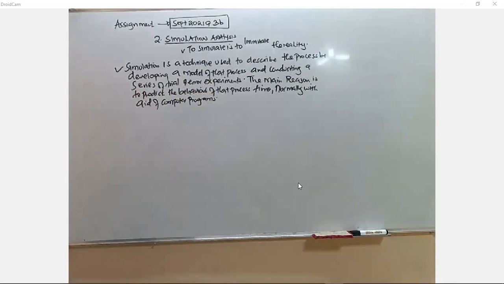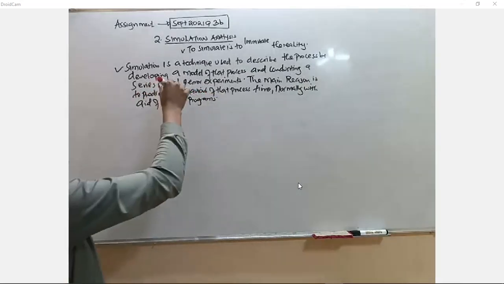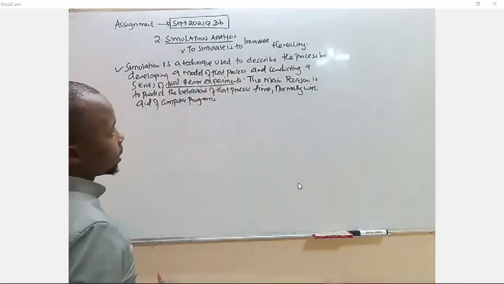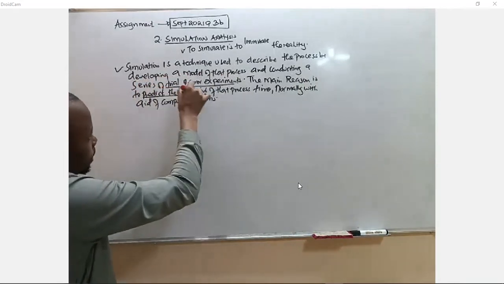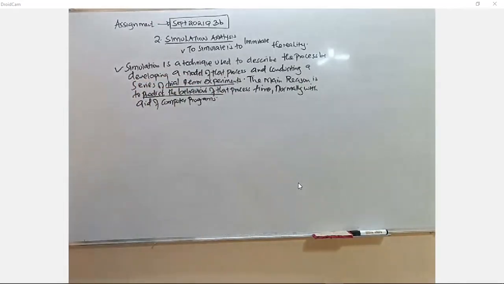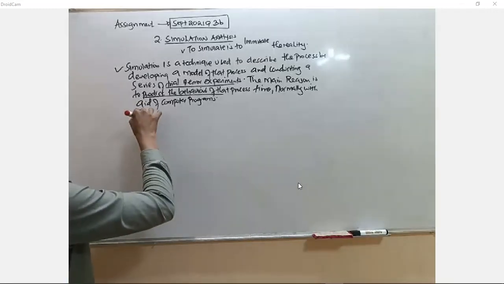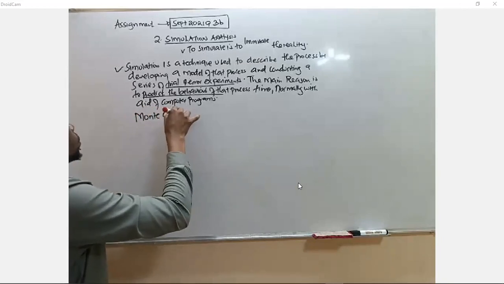So sometimes we ask, how do we normally simulate? Because already we are saying to simulate is just to predict some few things here. We are going to be conducting trial and error experiments, and the main reason is to predict the behavior of the process within a period of time. And we normally use computer programs. So how do we normally simulate? We normally simulate by use of the Monte Carlo mode of simulation.